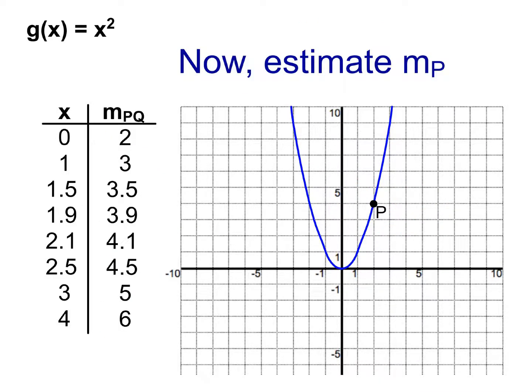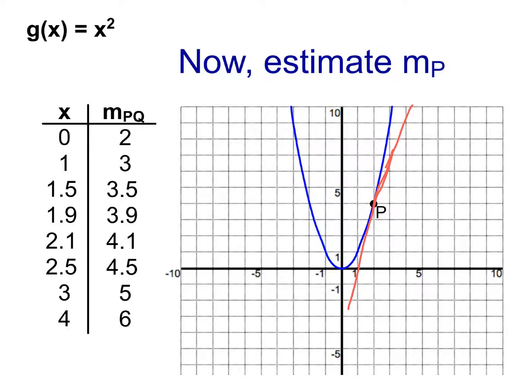We can now use that to figure out m sub p. Notice it's not m sub pq. M sub p here would mean the slope at p. It's no longer the slope between p and q, it's now just the slope at p. In other words, if I was going to draw in a line just touching the graph here at p, what would its slope be? That's what it's asking.